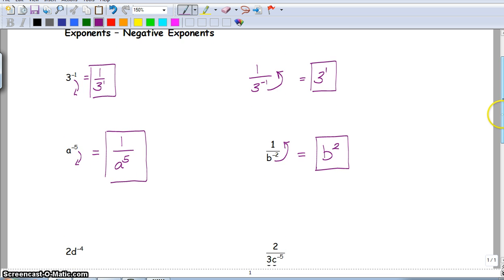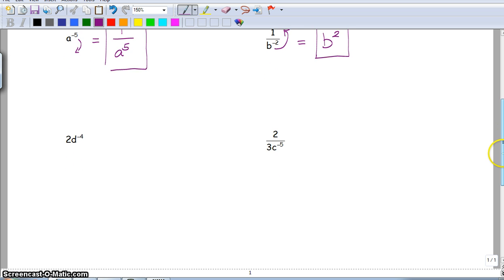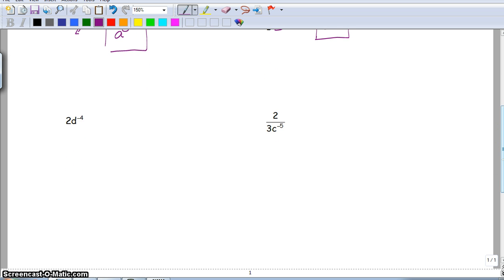Things get a little bit more complicated when we have more than one number in the term. If I look at my 2d to the negative 4th power, d is the only thing being raised to the negative 4th power. The 2 technically is being raised to the first power. So the 2 is perfectly happy where it is. It's going to stay. D to the negative 4th power moves to the denominator. It becomes d to the positive 4th. And that would be that problem simplified.